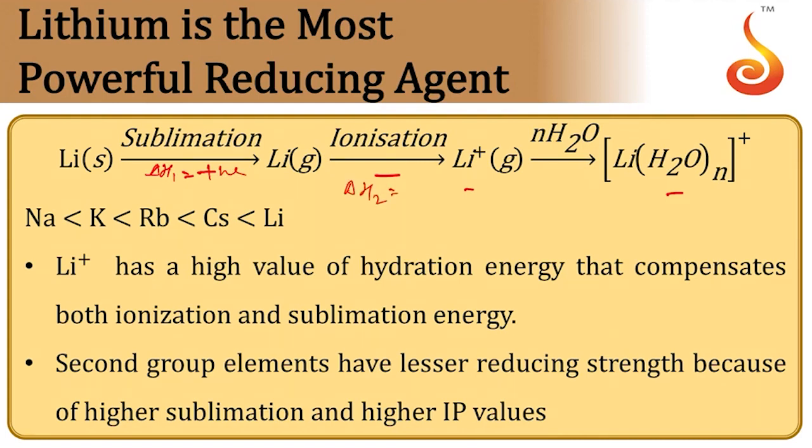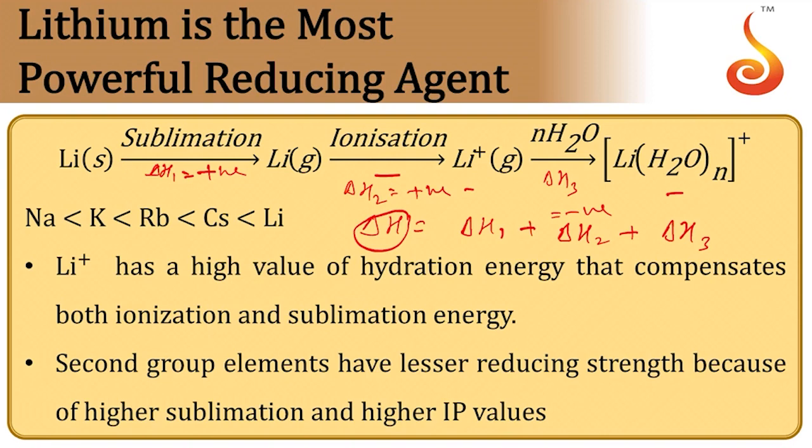Ionization also is an endothermic step. So delta H2 is also a positive value now. And only this value, delta H3, hydration, will be a negative value for us now. And then the resultant depends upon the sum of all these energy values. That means the total delta H is given as delta H1 plus delta H2 plus delta H3.